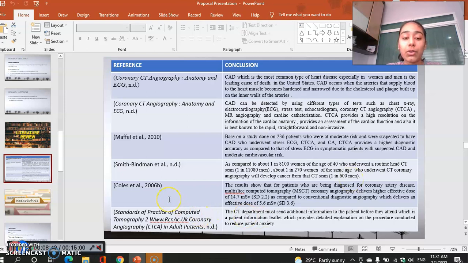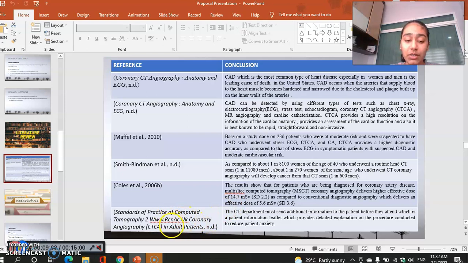And for Coles et al., the results show that for patients who are being diagnosed for coronary artery disease, multi-site computed tomography coronary angiography delivers a higher effective dose of 14.7 mSv, standard deviation of 2.2, as compared to conventional diagnostic angiography, which delivers an effective dose of 5.6 mSv, SD 3.6.